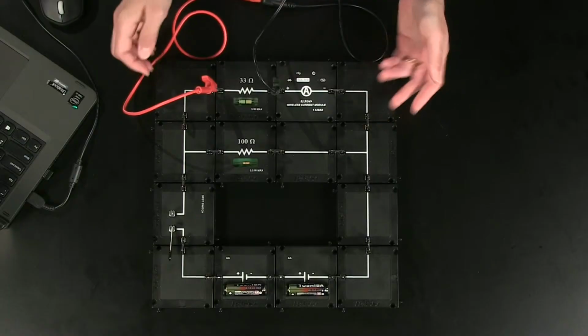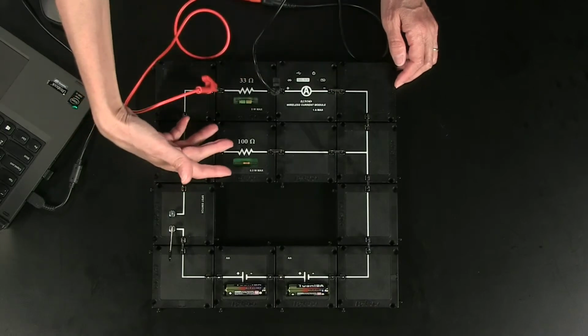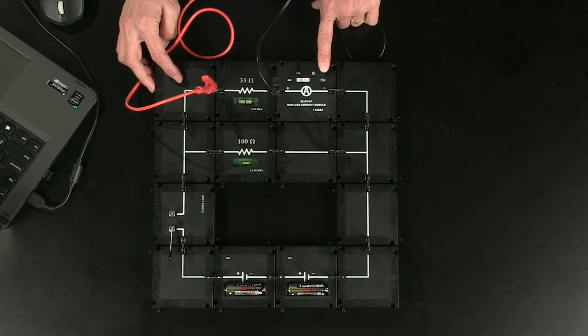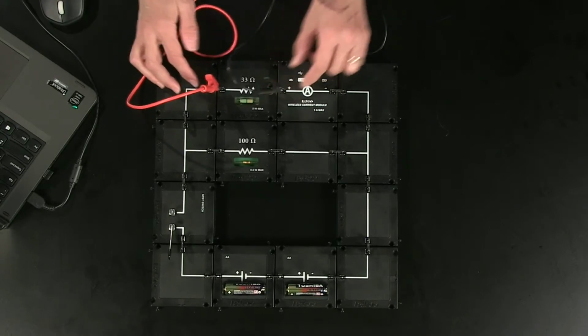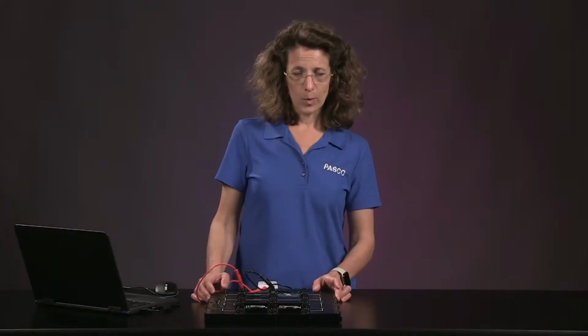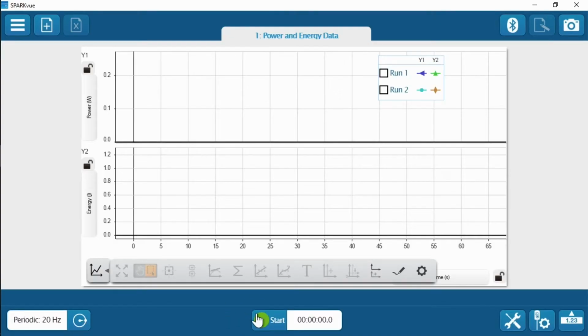For part 2, students will use the same resistors to create a parallel circuit. We have the 33 ohm and 100 ohm resistors in parallel with each other, and the voltage sensor across it with the current sensor in series with the 33 ohm resistor. We will click to start recording data and then close the switch. And we're going to measure 1 joule of energy output through the resistor.